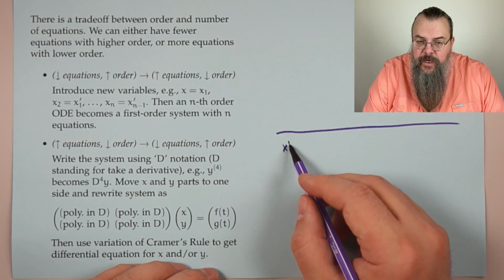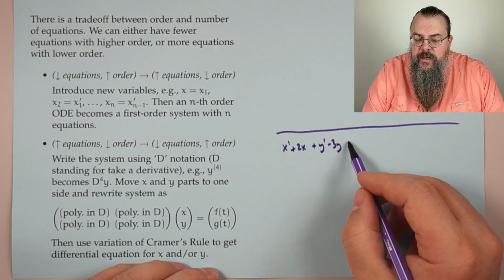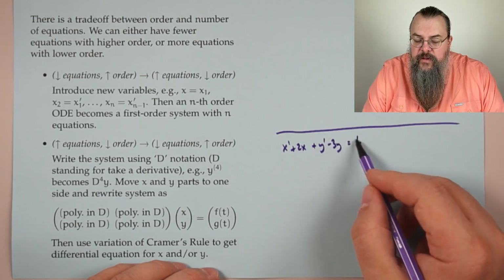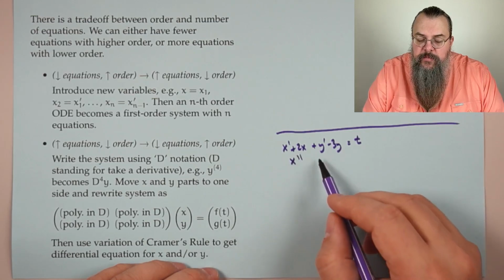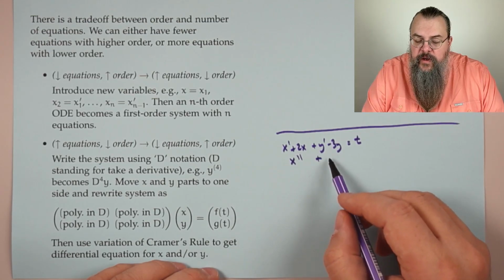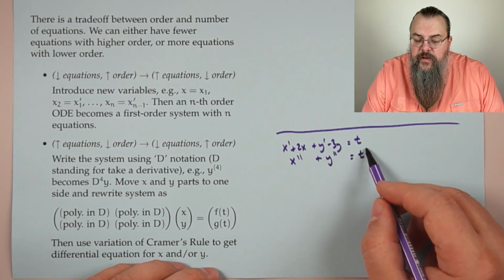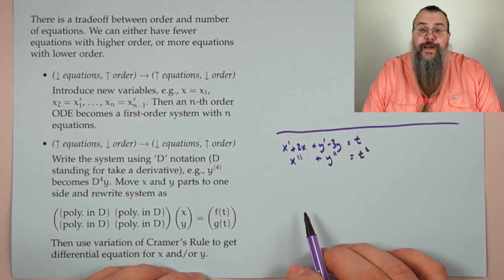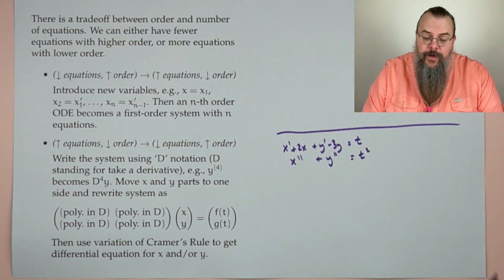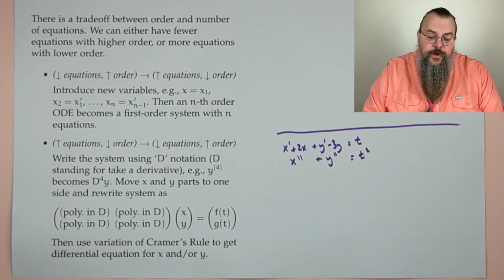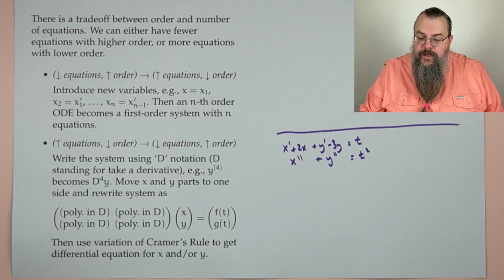Suppose we have x prime plus 2x plus y prime minus 3y is equal to, we'll say, t, and then x double prime plus y double prime equals t squared. All right, suppose we had that. Okay, what do we do? Well, what we can do is we say, look, first, rewrite this using our notation with d. So what does that give us?